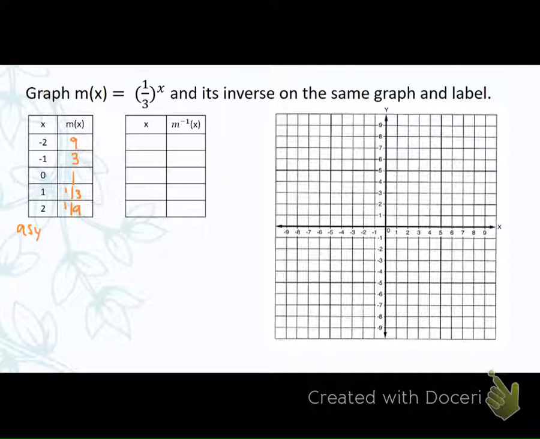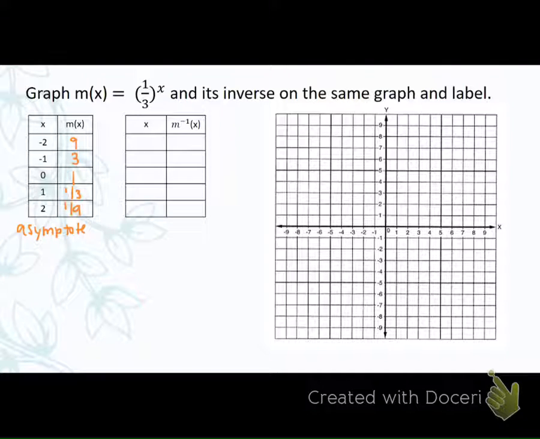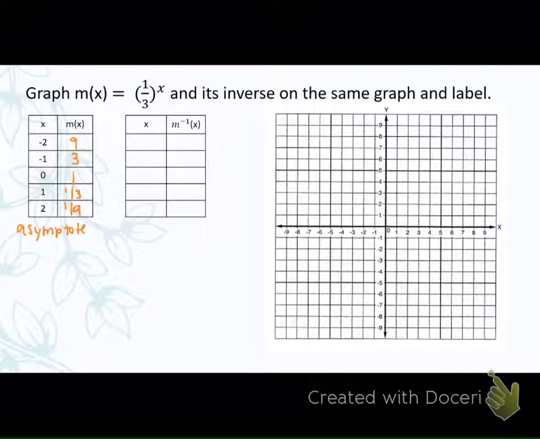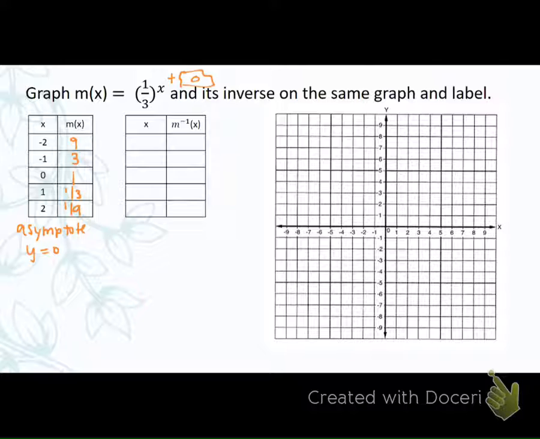What is the equation of my asymptote for this line here? What is the equation of the asymptote, Mike, for m of x equals (1/3) to the x power? That's not an equation. Yes, it's y equals 0. So there's nothing added at the end here, so it's at y equals 0. So we're going to graph that.